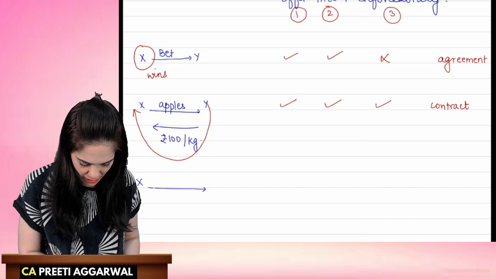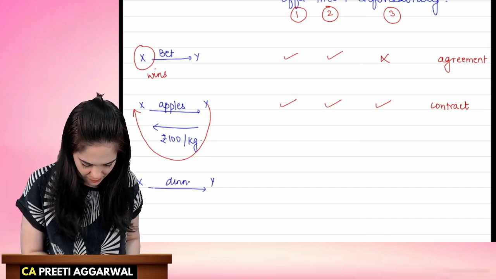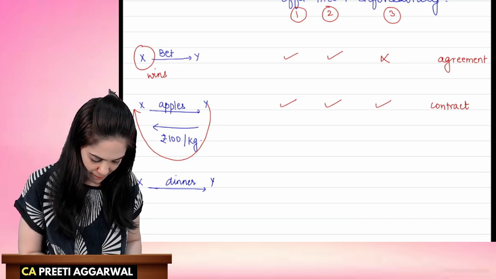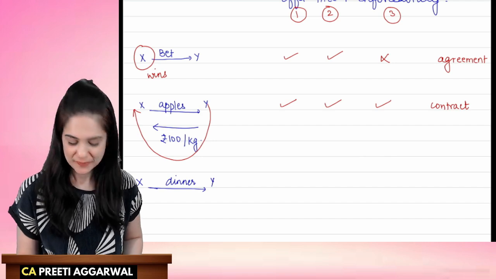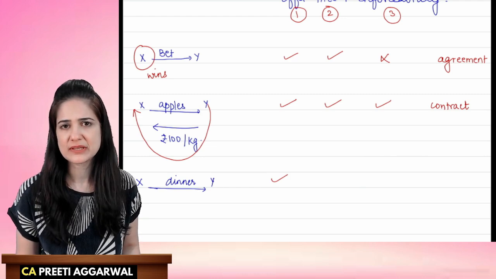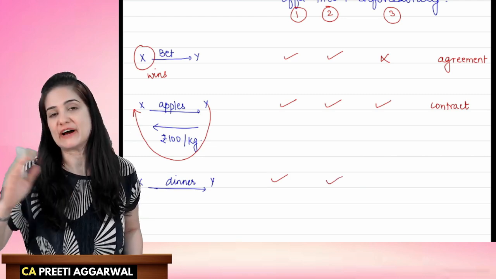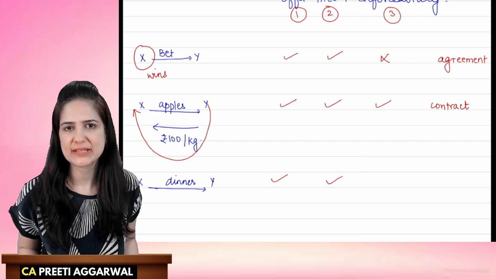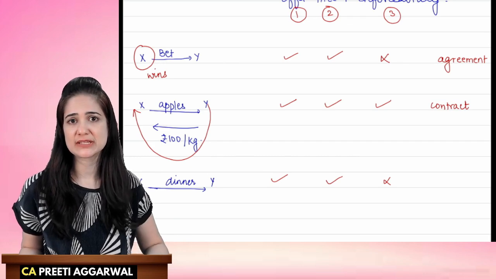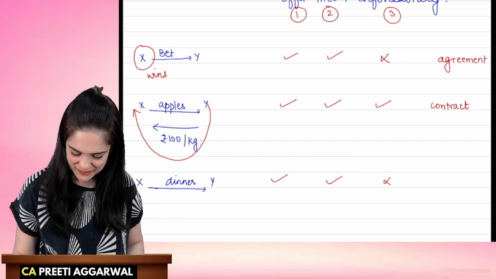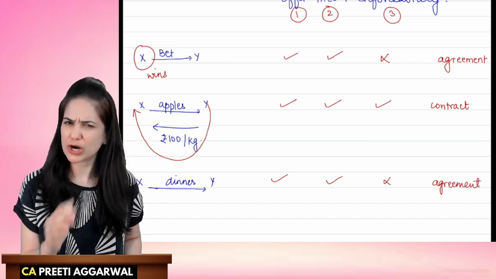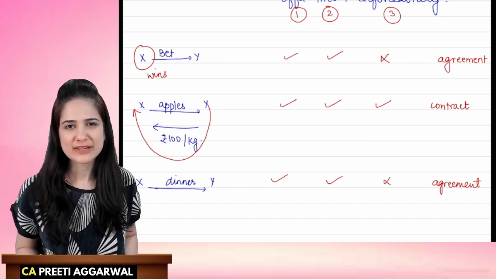X invites Y for dinner. Y agrees. He said, yes, I will come sharp 8 o'clock. Y promised, but he fails to turn up. Was there offer? Yes. Was there acceptance? Yes. If Y fails to come, can X file a case against Y? No, they are just friends. We never intend to file a case against our friends, just friends. This is just an agreement. It's not a contract.